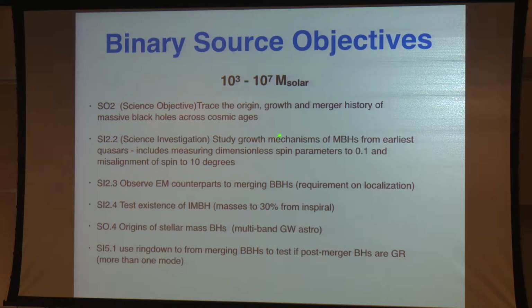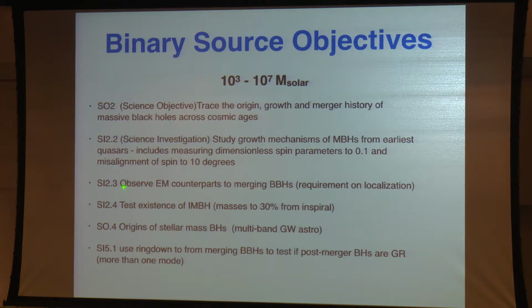Study growth mechanisms of these massive black holes from the earliest quasars. So what this starts to do, by saying that this is something you want to achieve, it means if you're providing the theoretical underpinnings, that we have to be able to measure dimensionless spin parameters to 0.1 and misalignment of that black hole spin to 10 degrees. So this puts restrictions. You have to have a waveform that's accurate enough that when you combine that with the data analysis and the noise of LISA, that that's achievable.